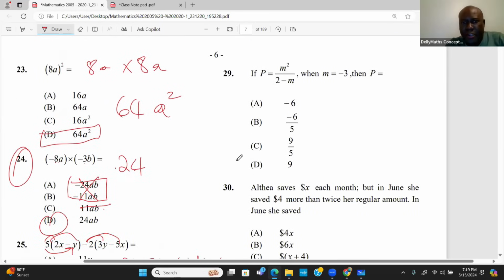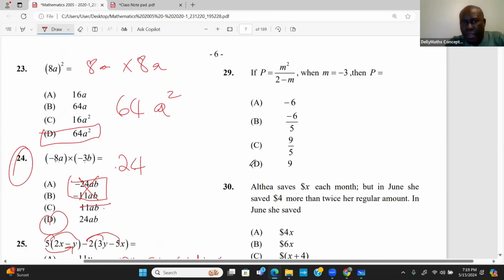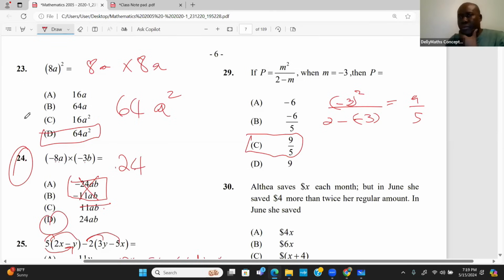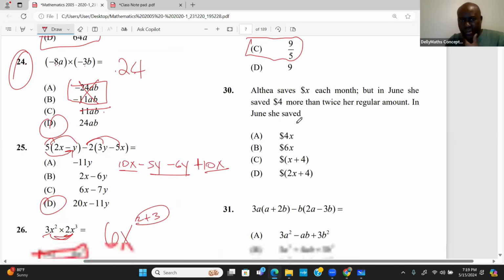29. So 29 says here, if P is equal to this, you're substituting. So first m squared, so it's going to be negative 3 at the top squared over 2 minus m. And this is minus m. Be careful. Be careful, please. So we end up with 9 over 5, which is this. Have to look and be careful. Are we good? Let's take a look at number 30.